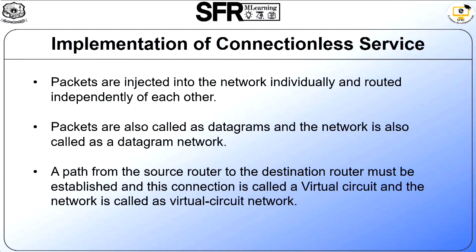If connection oriented service is used, a path from the source router all the way to the destination router must be established before any data packets can be sent. This connection is called a virtual circuit, analogous to a physical circuit set up by the telephone system, and the network is called a virtual circuit network.